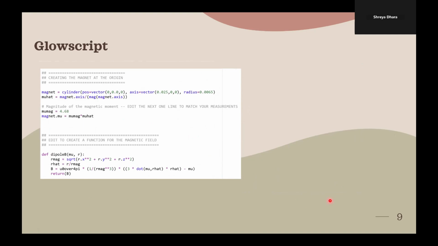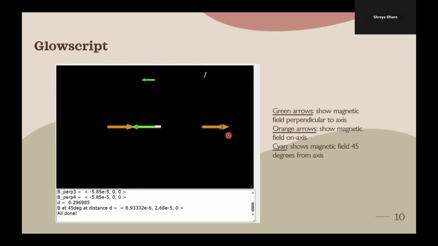Then I went on to my GlowScript code, and for GlowScript, I basically used this mu value that I just calculated, and I set up this function to calculate the dipole B. And then there's some more code that's not shown here that basically created a bunch of different arrows to help with the GlowScript output, which looks like this. So the green arrows show the magnetic field perpendicular to the axis, the orange arrows show the magnetic field on axis, and the cyan arrows show the magnetic field 45 degrees from the axis. And then here is a value of that right down here.